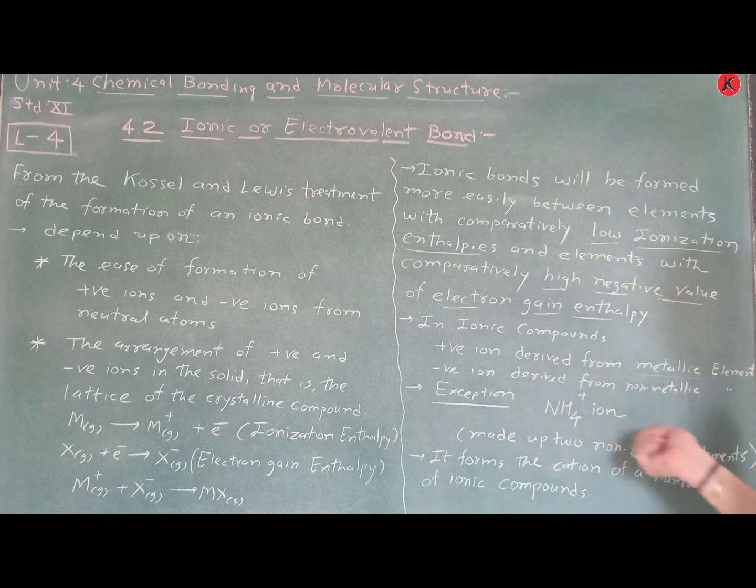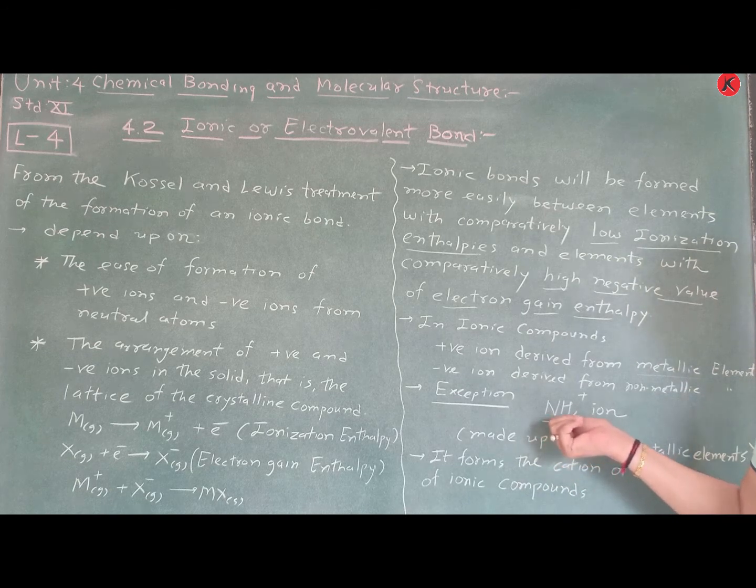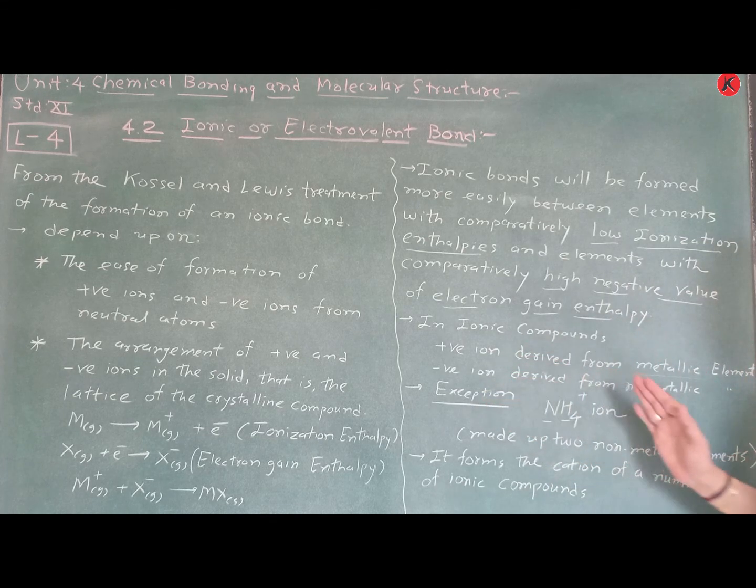Okay, and they produce different types of compounds. So here are a number of ionic compounds, and then for this exception case, remember, nitrogen and hydrogen are non-metals, and they react with Cl minus, which is also considered a non-metal. So here the NH4 plus ion is there. According to that, the positive ion is derived from a metallic element and the negative ion from a non-metallic element, but the exception is this, made up of two non-metallic elements.